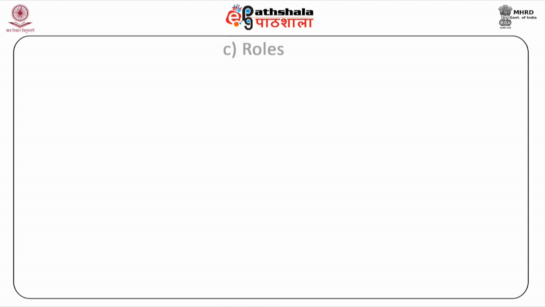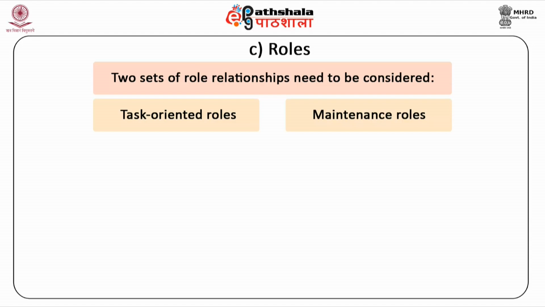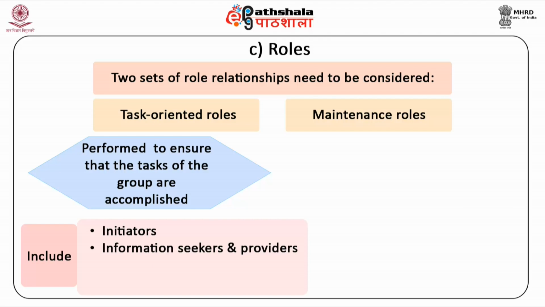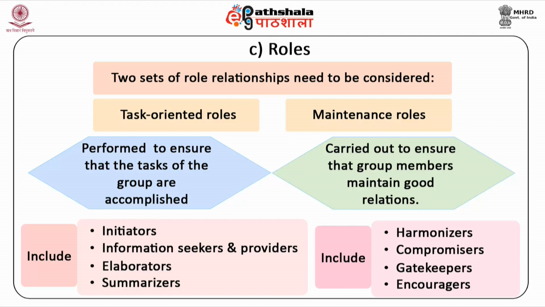Roles. Within almost any group, two sets of role relationships need to be considered: task oriented roles and maintenance roles. Task oriented roles are performed by group members to ensure that the tasks of the group are accomplished. These roles include initiators, information seekers, information providers, elaborators, summarizers, and consensus makers. Maintenance roles are carried out to ensure that the group members maintain good relations. These roles include harmonizers, compromisers, gatekeepers, and encouragers.